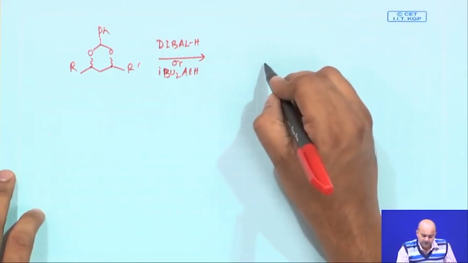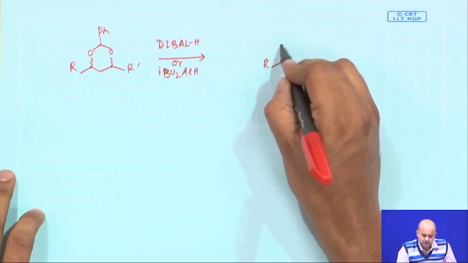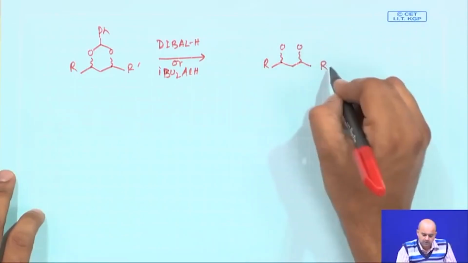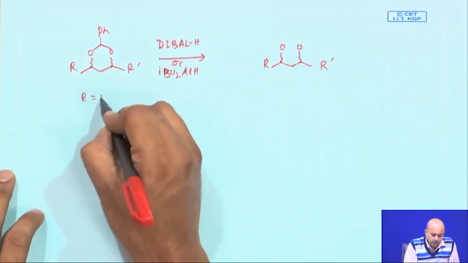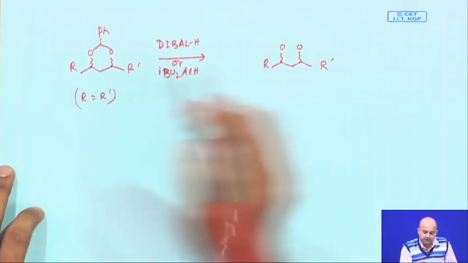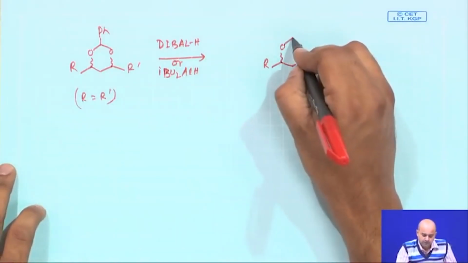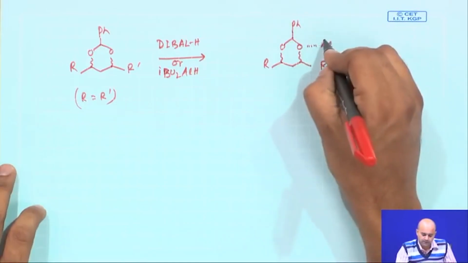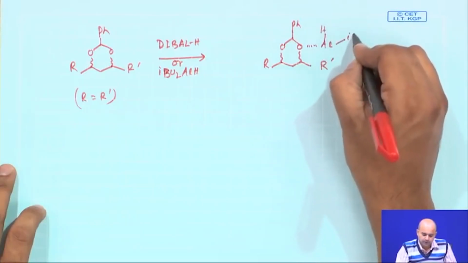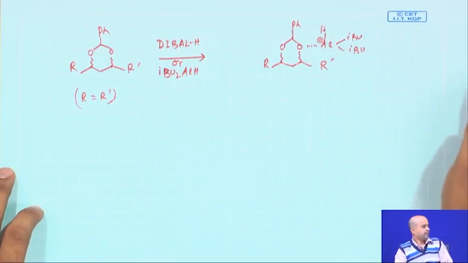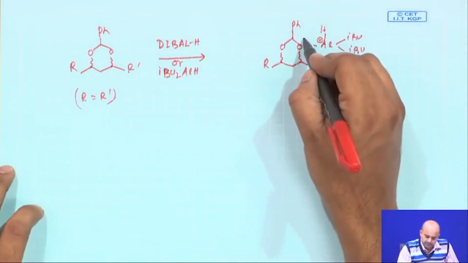So, you will find that in the initial stage this DIBAL will be, now we say that R equal to R prime, meaning these groups are equivalent. So, we will talk about this symmetrical acetal. Then this Lewis basic side of oxygen is going to coordinate with this DIBAL and this isobutyl, and you have a negative charge on this aluminum, fine.